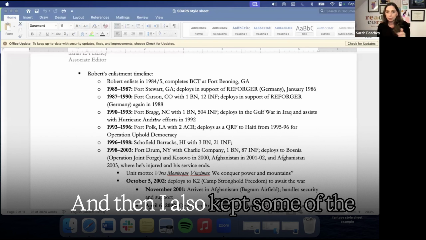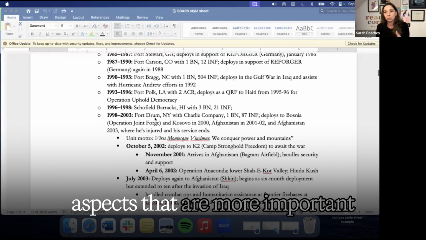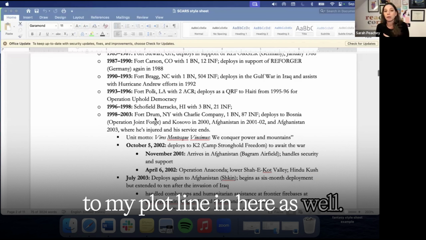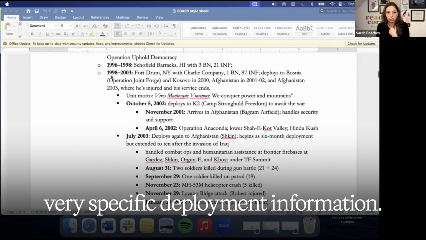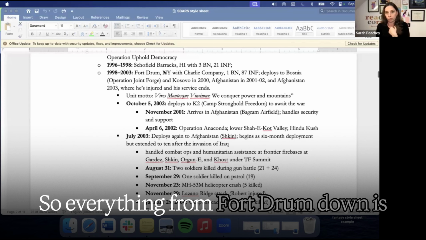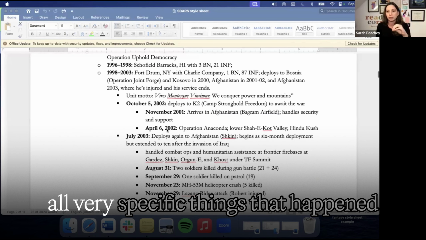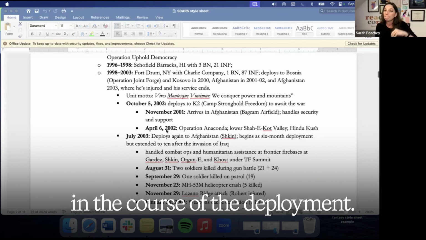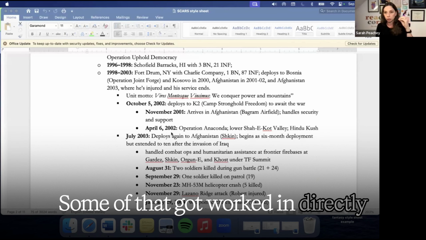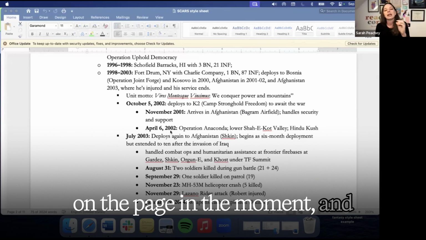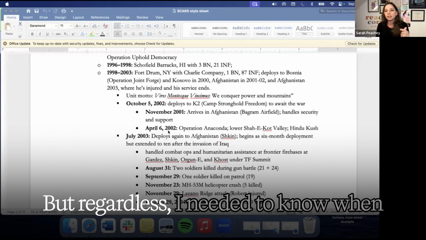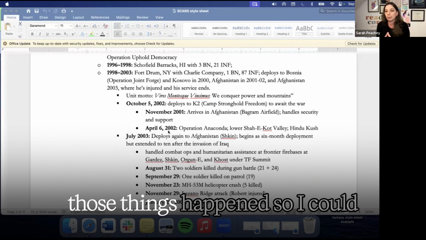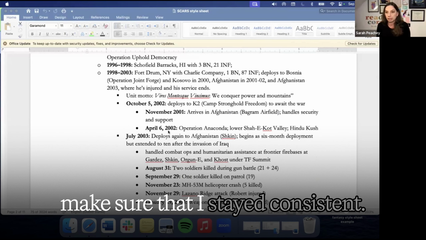And then I also kept some of the aspects that are more important to my plot line in here as well. And so that's when we get into the very specific deployment information. So everything from Fort Drum down is all very specific things that happened in the course of the deployment. Some of that got worked in directly on the page in the moment, and then some of it was stuff that was observed from a distance. But regardless, I needed to know when those things happened so I could make sure that I stayed consistent.